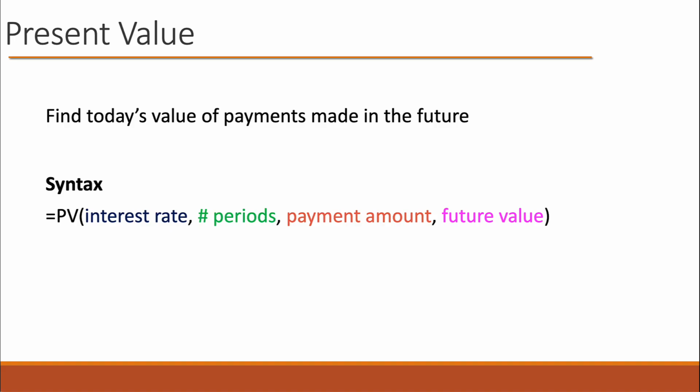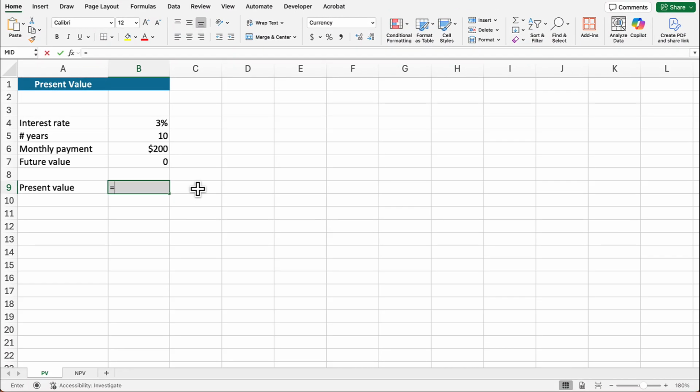In this case, it's $200. And what is the future value. There's a few optional arguments you'll never use, so I'll ignore them. So let's go do it. I'm going to say equals PV, open the parenthesis.